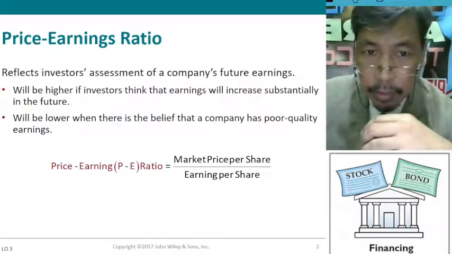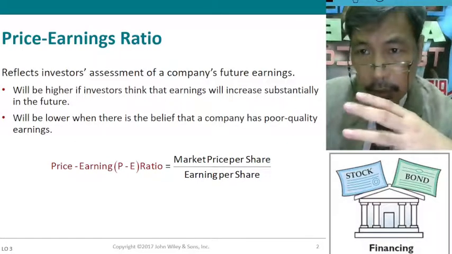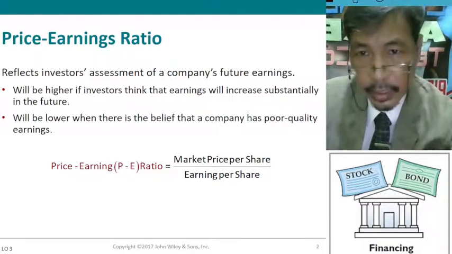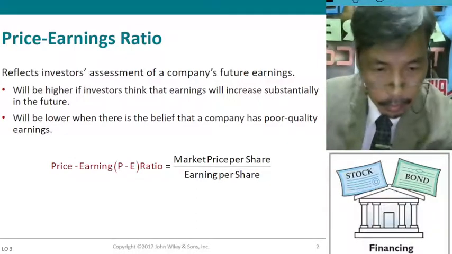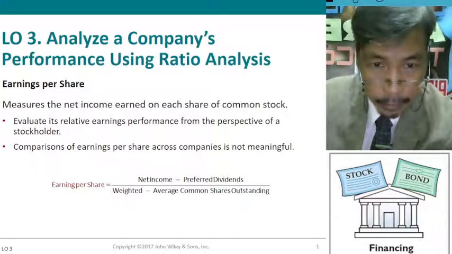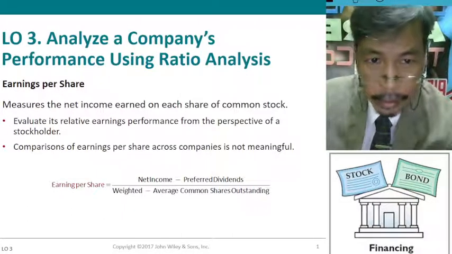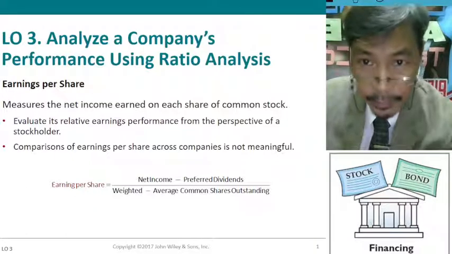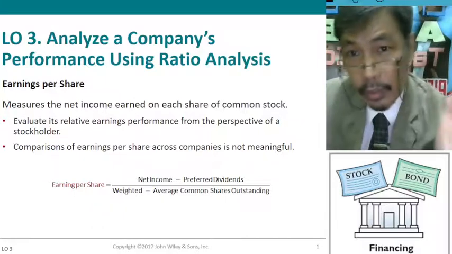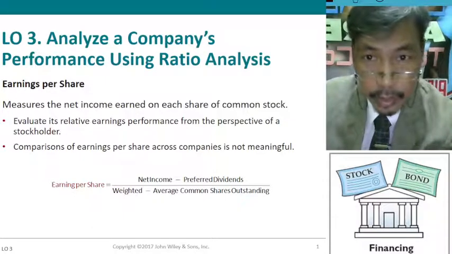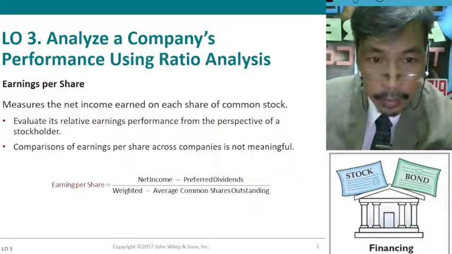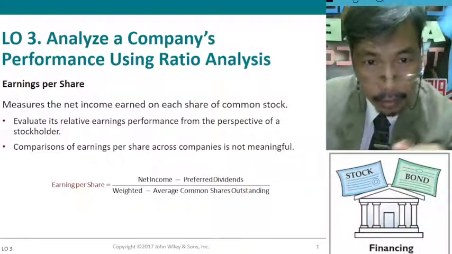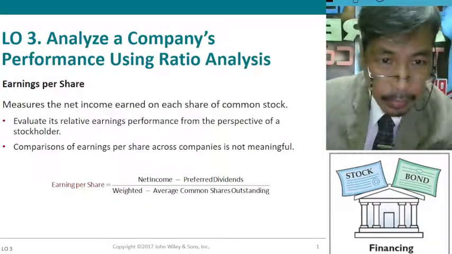Price earnings ratio reflects investors' assessment of the company's future earnings. What is the price? What is earnings? Then take the ratio. The formula for earnings per share is net income minus preferred dividends. So this is only about net income from common stock, not preferred dividends, divided by weighted average common shares outstanding.